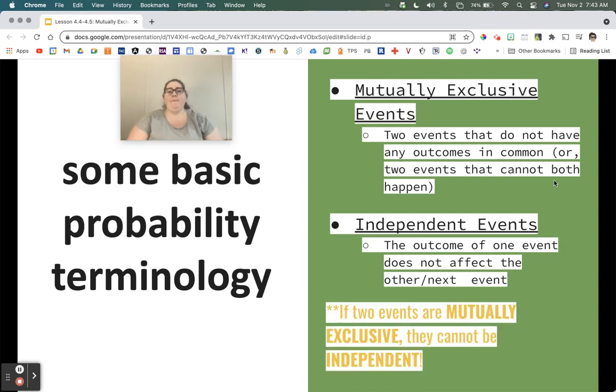They are independent. And one thing to keep in mind is that if two events are mutually exclusive, they are not independent. Mutually exclusive, by definition, means that if one thing happens, the other thing cannot happen. And independent means that they're not affecting each other. So if they're mutually exclusive, they are affecting each other, just in a very specific way. So if they're mutually exclusive, they're not independent.